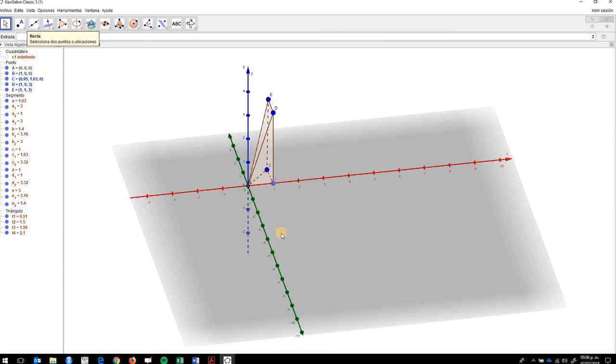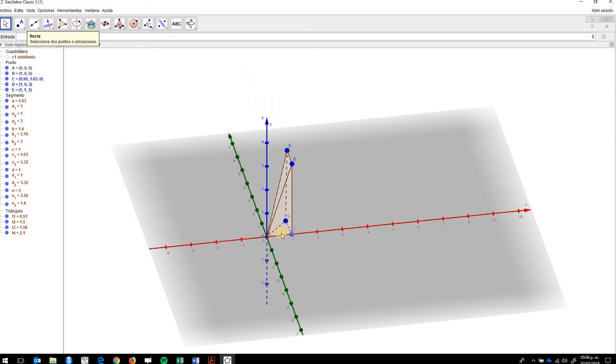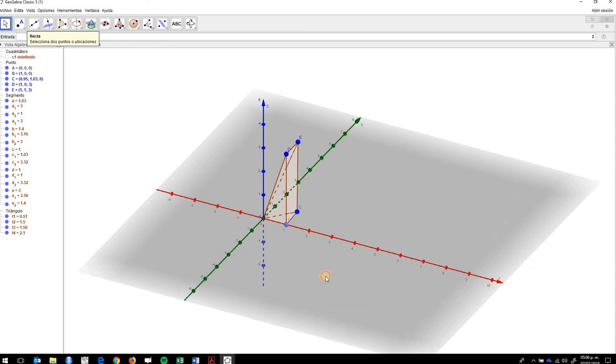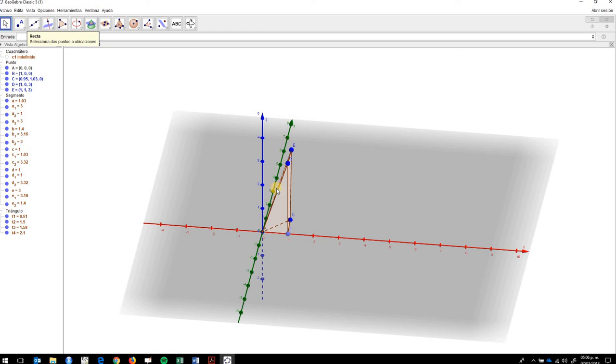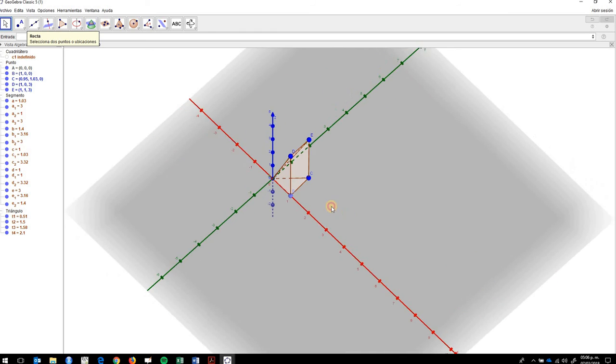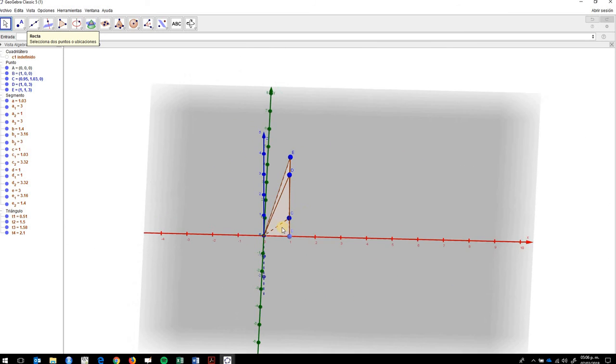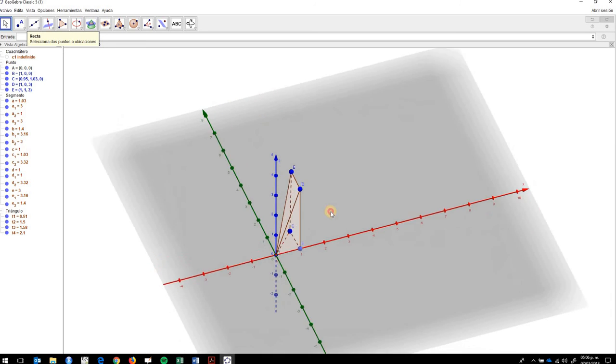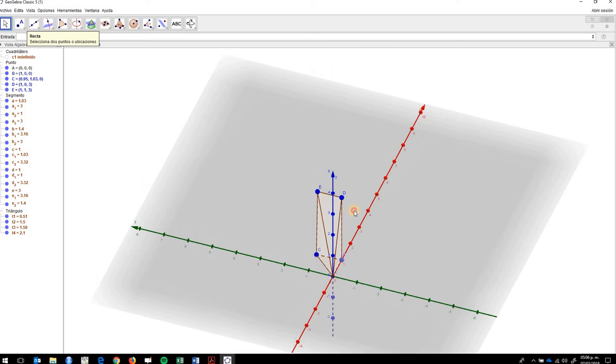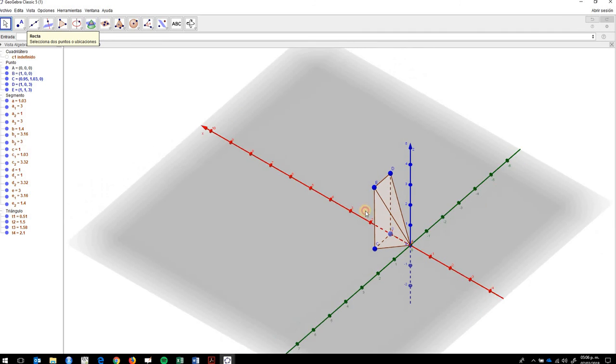Remember that the triangle in 2D is the base. The triangle is supposed to be in the xy plane, and all the points in that triangle are going to be mapped somewhere in this region, somewhere inside this pyramid.